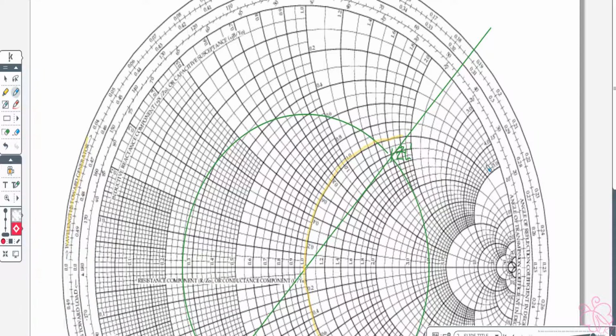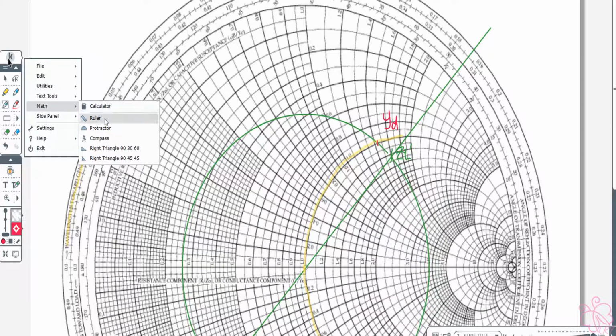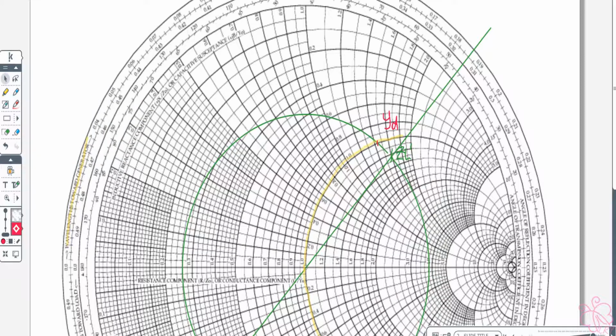Okay, I will label that as YD. So this is our YD here, the first intersection. So use our ruler, from the Z naught, take it until our YD. Okay, so straight line.